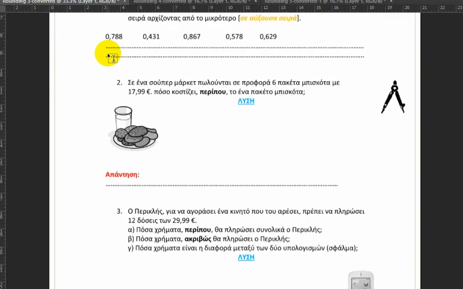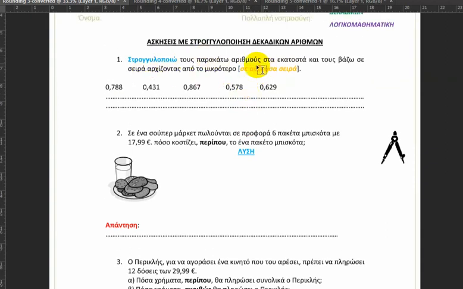All right. We need to round these numbers and then put them in order. We need to round them to the hundredths. So here, here, here, here, and here. All right, we're going to write the rounded numbers on this first line, and then below it, we're going to put them in order. So the first number, what does it become?